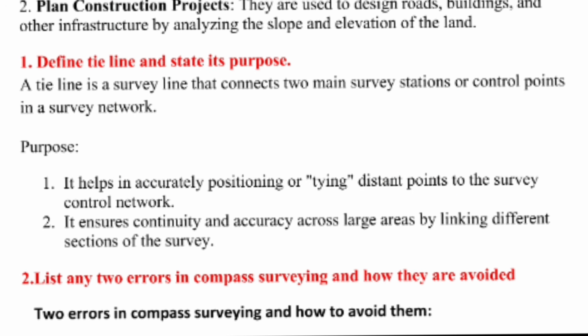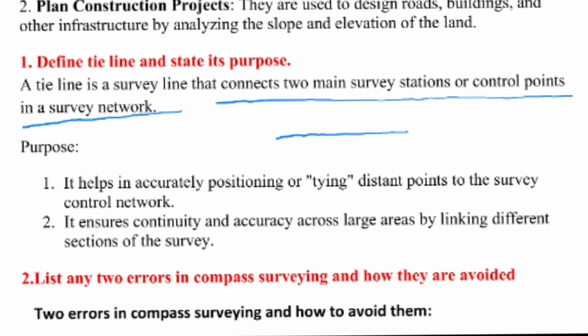Next we have to define the tie line and what is the purpose of a tie line. A tie line is a survey line that connects two main stations or control points of the network. It is a connection between main survey lines like this. They are going to connect these, and we call this center line a tie line.